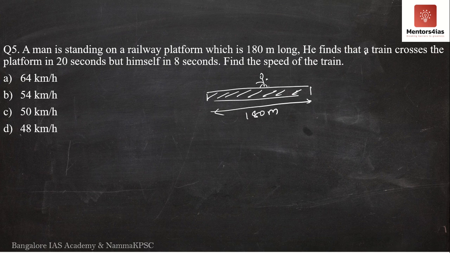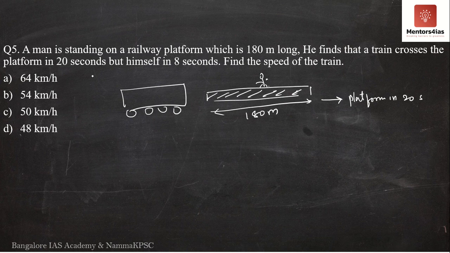He finds that a train crosses the platform. So we have a train over here. The train crosses the platform in 20 seconds. Find the speed of the train.